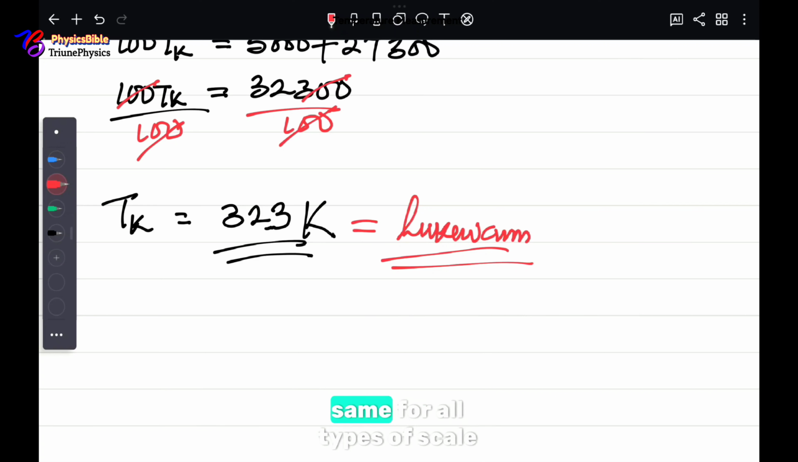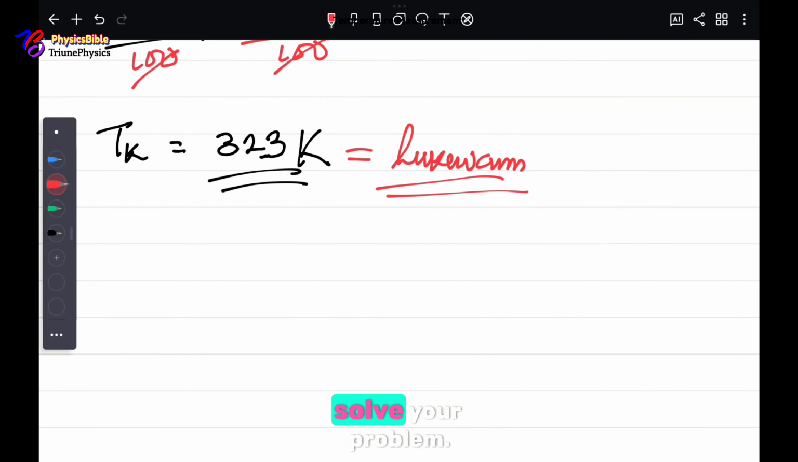So this procedure is the same for all types of scale. It might be millimeters of mercury, it might be ohms, resistance thermometer, can be anyone. Just follow this procedure and you'll be able to solve your problem.